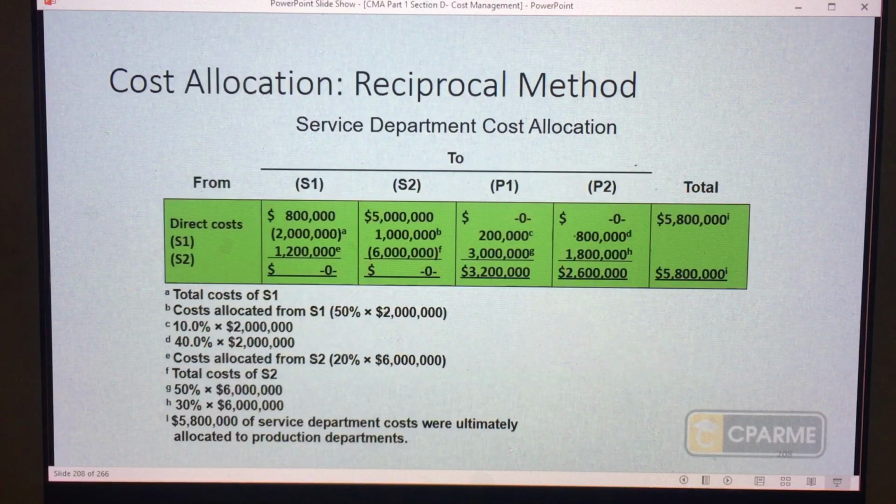So if we use those percentages to allocate, this is what it will look like. The result is that all of your 5,800,000 service costs coming from S1 and S2 have been allocated to the final cost centers P1 and P2. That's 3.2 million for P1 and 2.6 million for P2. But if you look at your service department cost, there's no cost remaining in either of them. So that means all of your direct and indirect costs from your service departments have been successfully allocated to your production departments.